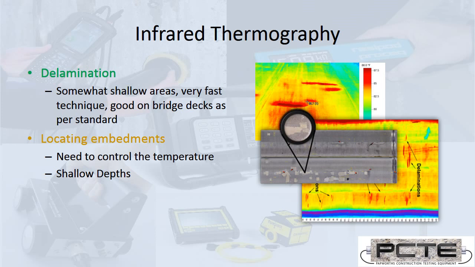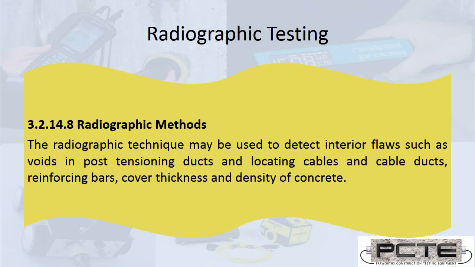Now, locating embedments is a little bit more difficult. Again, it requires them to be close enough to the surface to have their position visible and changing the surface heat. Maybe another tool might be easier to use, but there could certainly, if this scan was being taken, be information visible in it. Now, radiographic testing refers specifically to X-raying of concrete. Sometimes ground-penetrating radar is referred to as concrete X-ray, but it's not. There is actually a physical method of taking an X-ray of the concrete structure.